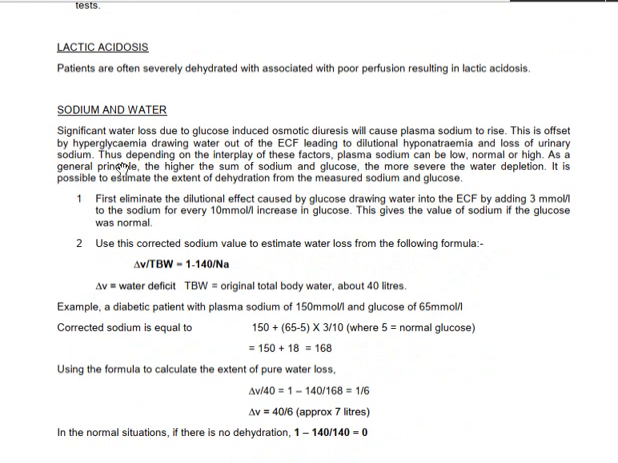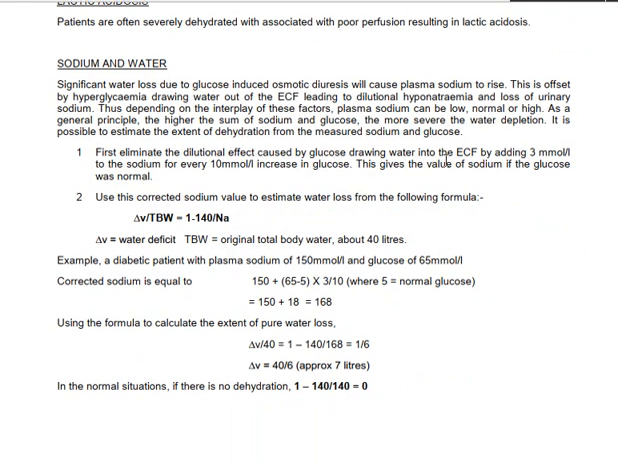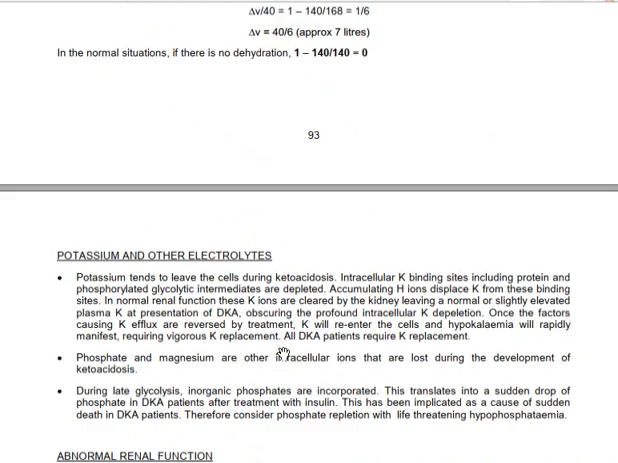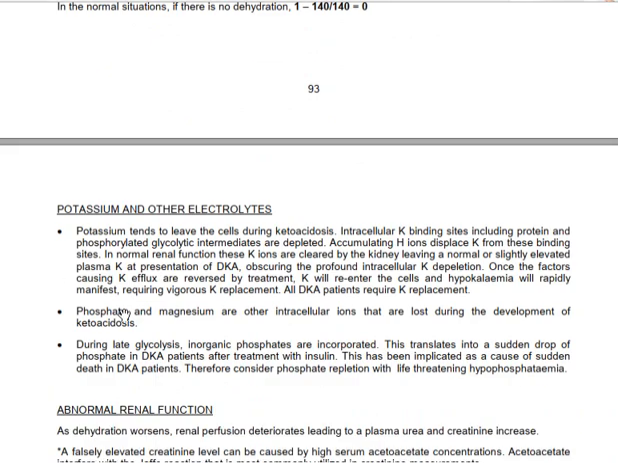Now you need to know that it is possible to estimate the extent of dehydration from measured sodium and glucose. Is it clear? So this is the formula in order to estimate the degree of dehydration in the patient who has diabetes. Now the other metabolic derangement in diabetic ketoacidosis is potassium and other electrolytes.